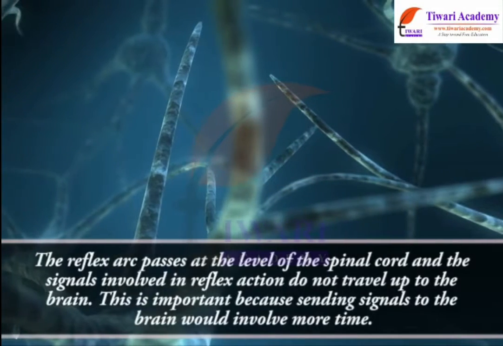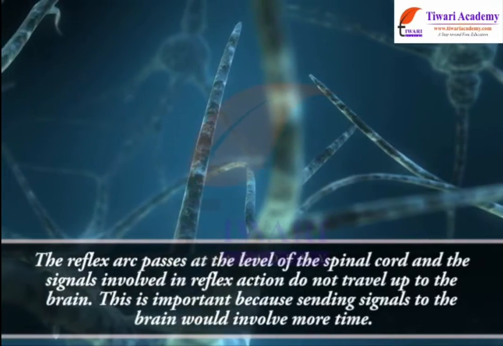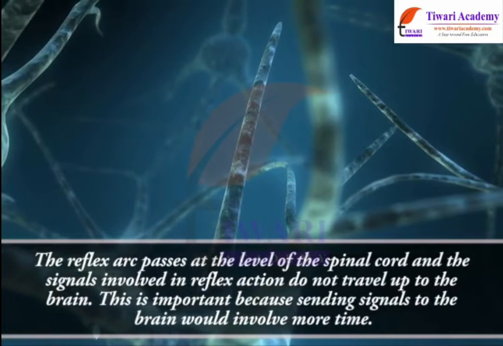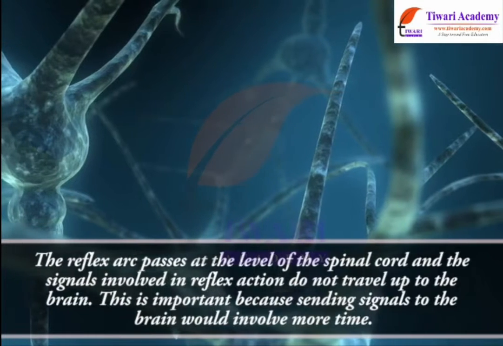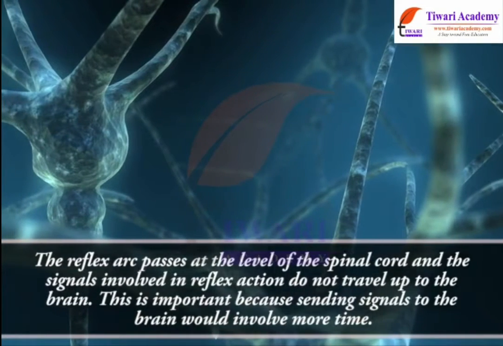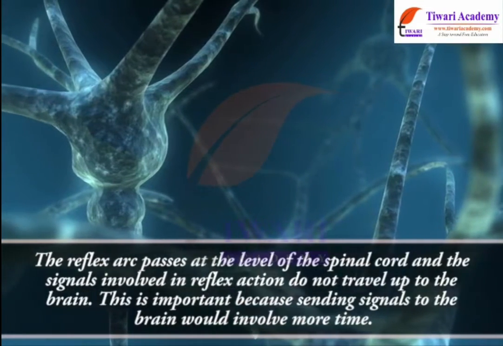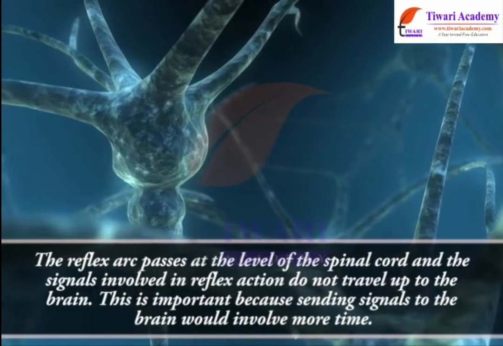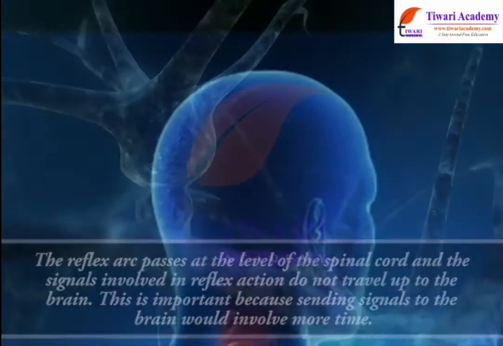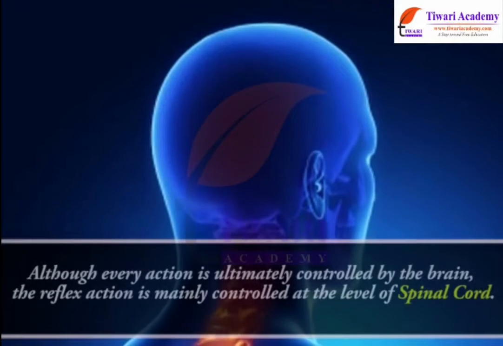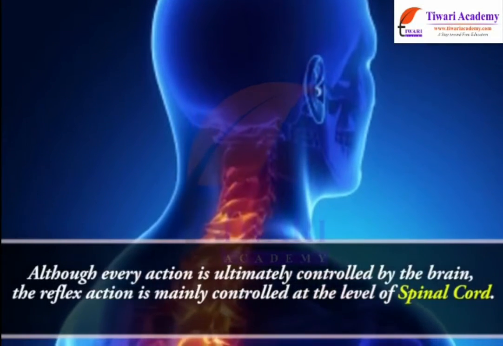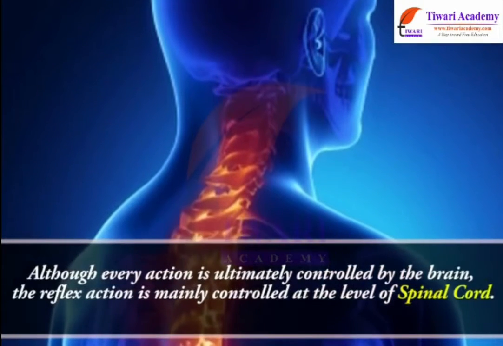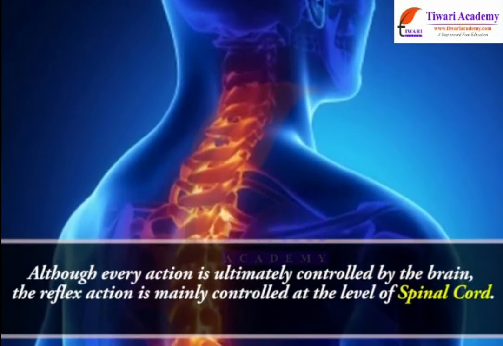The reflex arc passes at the level of the spinal cord, and the signals involved in reflex action do not travel up to the brain. This is important because sending signals to the brain would involve more time. Although every action is ultimately controlled by the brain, the reflex action is mainly controlled at the level of spinal cord.